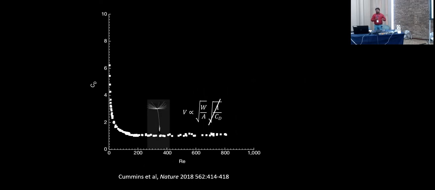And in essence, to end the motivation, I want to tell you that with the increase of the Reynolds number, the drag becomes constant, and the terminal velocity of the seed is only a function of the wing load and no longer depends on the drag value. But we are interested in the region where the dandelion flies, around 300 to 400.